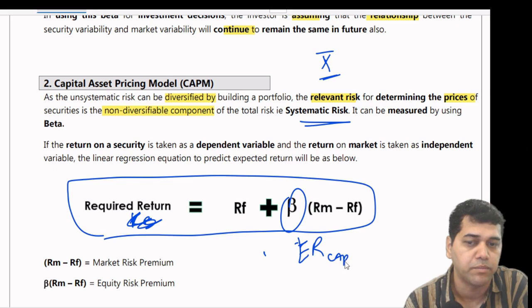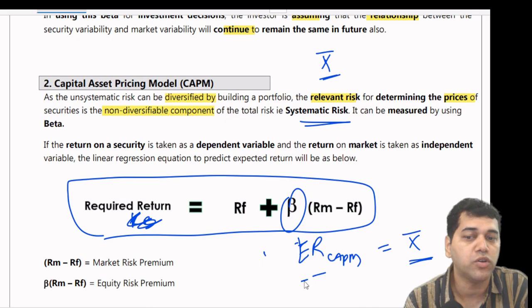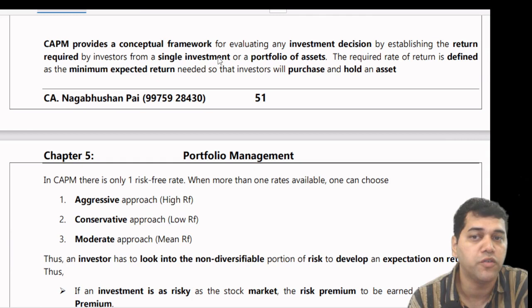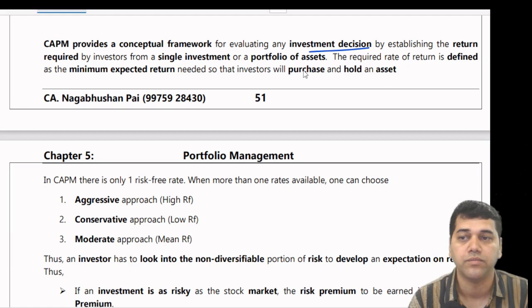This is something like X bar, the average return of the stock. This is what it has actually given or what you can expect. This is what you can expect as per one model. CAPM can be expected as a model. So it provides a conceptual framework for the investment decisions and the returns required from a single investment or from a portfolio of assets also, because we learned how to calculate the expected return of the portfolio using CAPM by calculating the individual stock CAPM or beta of the portfolio. So it will help you to decide whether to purchase the asset, hold the asset or sell the asset.